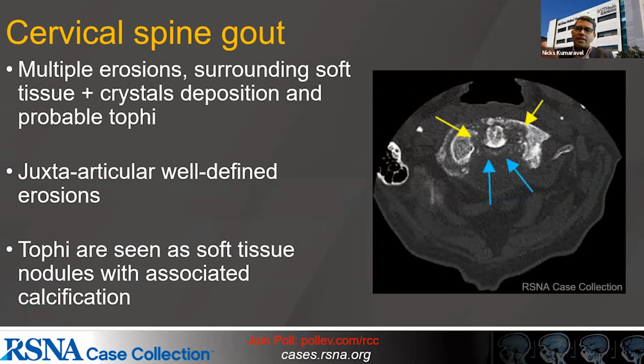In this particular case, the authors did not show anything with dual energy scan, and that's another thing we can think about. And think about the juxta-articular, well-defined erosive changes happening along here. And with the hand, it was a good idea to look at the soft tissue changes and also tophi. So this is a case of cervical spine gout.